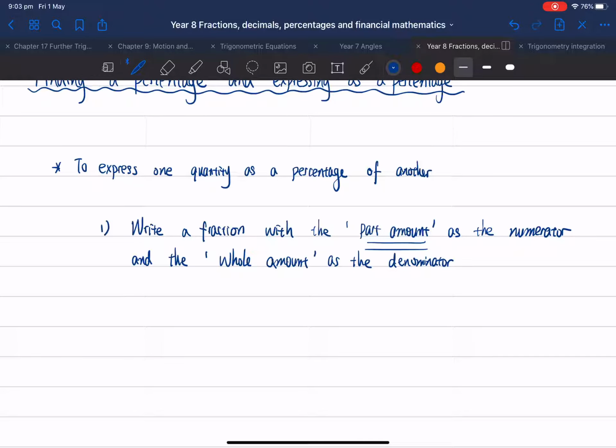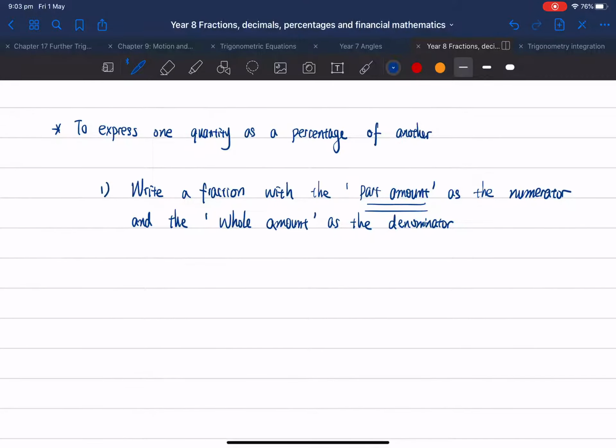All right, so once we finish that, we have a fraction, and then we can convert a fraction to a percentage by multiplying by 100%. That's something we have learned from the previous lessons. So then we are going to convert a fraction into percentage.